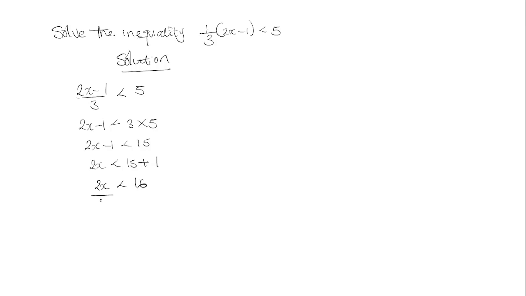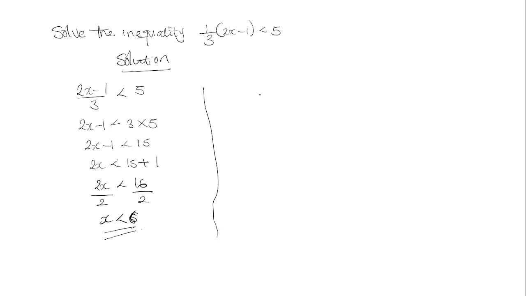And then you divide all through by 2 so that x will stand alone. Dividing by 2 gives us x < 16 divided by 2, which is 8. So this is our final answer, x < 8. It's just the normal way you are going to solve it.